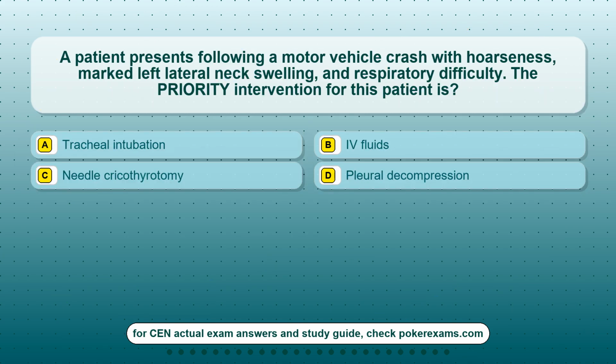Question 25. A patient presents following a motor vehicle crash with hoarseness, marked left lateral neck swelling, and respiratory difficulty. The priority intervention for this patient is? Option A, tracheal intubation. Option B, IV fluids. Option C, needle cricothyrotomy. Option D, pleural decompression.